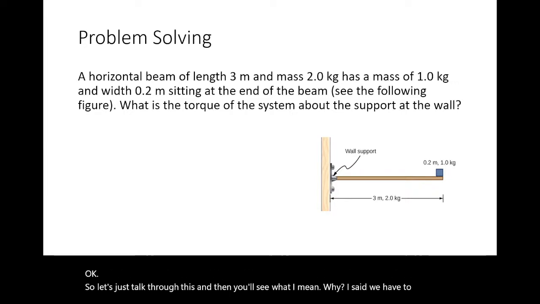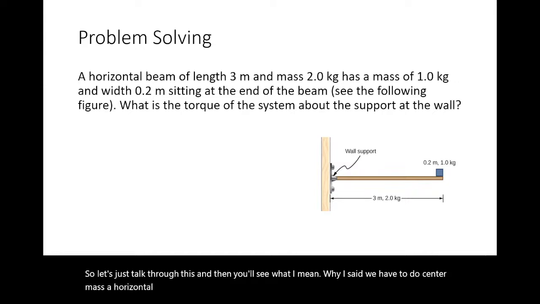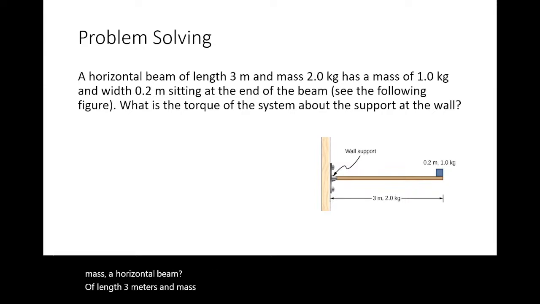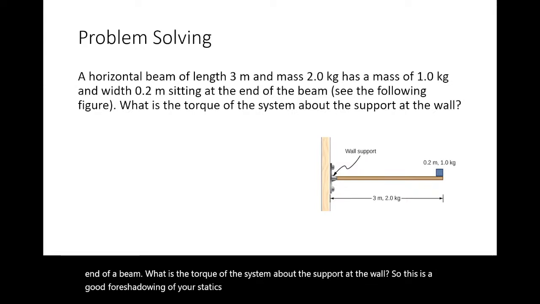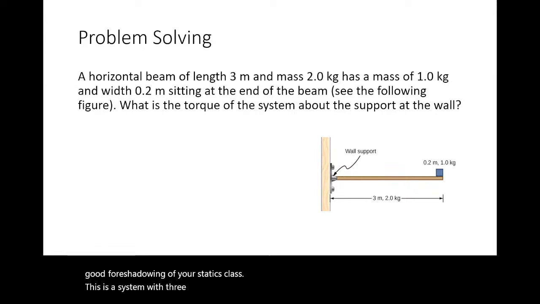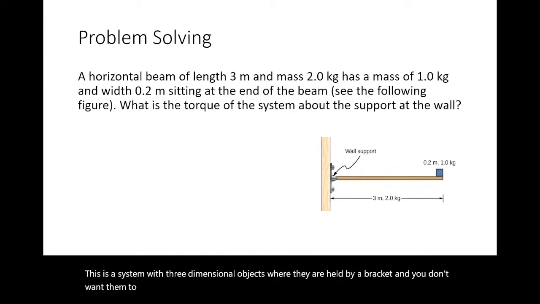A horizontal beam of length 3 meters and mass 2 kilograms has a mass of 1 kilogram and a width of 0.2 meters sitting at the end of the beam. What is the torque of the system about the support at the wall? So this is a good foreshadowing of your statics class. This is a system with three-dimensional objects where they are held by a bracket and you don't want them to rotate. You not only want them not to fall, you also don't want the system to rotate.